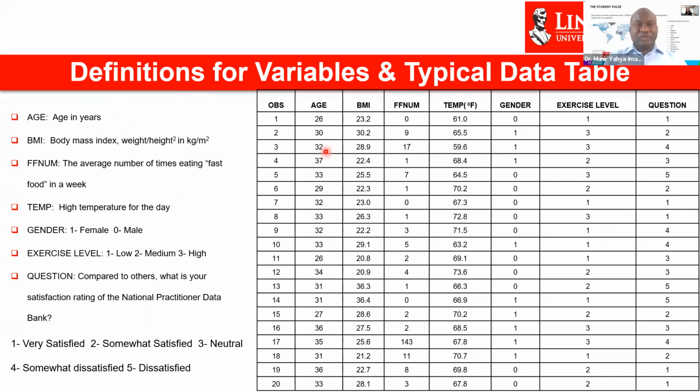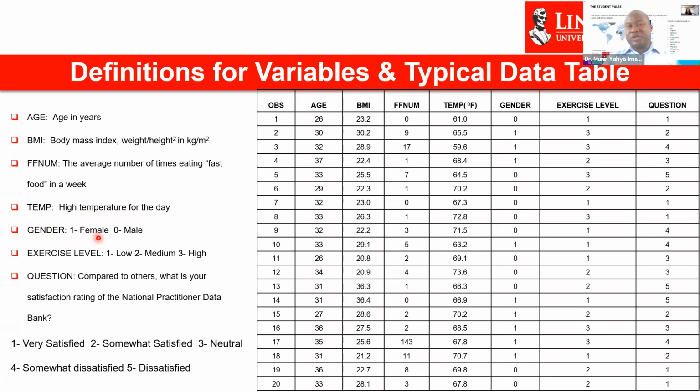So now, some of the things that you may do here: for age, age will be in years. You can have a description for this particular variable as age in years, and of course the data type will be integer. Then BMI, body mass index, can be weight over height squared, in kilograms. You can have all this information. Then FF norm, the average number of times eating fast food in a week. Then temperature, which is the high temperature for the body.